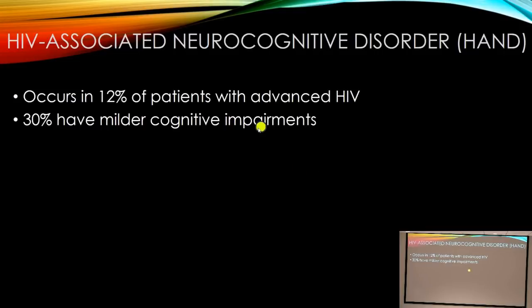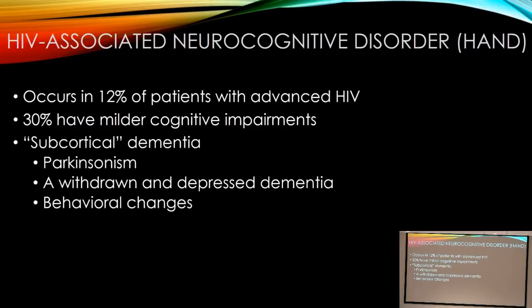So HAND syndrome is a much more severe form of this. Now, this is an older term, but I'm telling you just because a lot of people still use this. It's sometimes referred to as a subcortical dementia. And when you hear that, you should think of a more withdrawn, depressed appearing demented individual. And usually they have features of Parkinsonism. All right, and so they're kind of shuffling as they're walking in. They don't move a lot. They appear withdrawn and depressed, and oftentimes there are a lot of behavioral changes along with this.